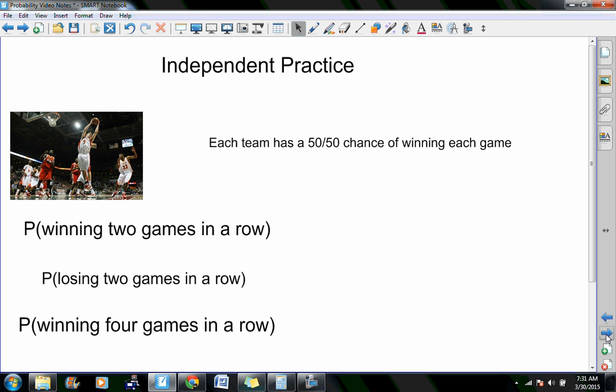So what I want you to do is bring these problems in to me in order to finish your notes. Probability of winning 2 games in a row, probability of losing 2 games in a row, and the probability of winning 4 games in a row. If you bring those in to me with the rest of your notes, you get your 1 point for the menu.